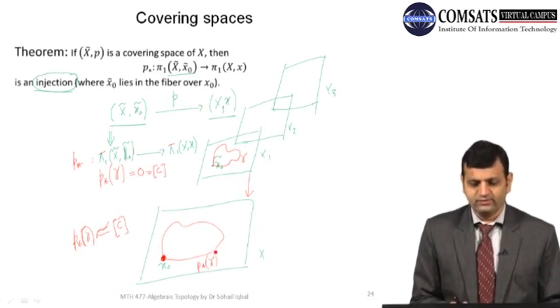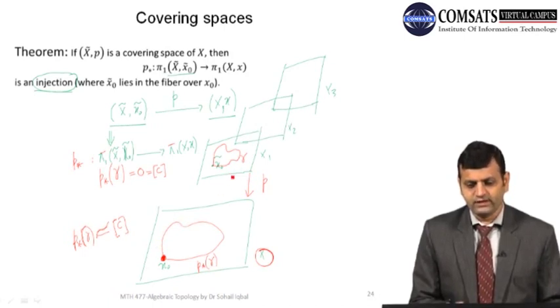Let me rephrase this again. There is a path inside the space X, and we want to see what will be the inverse image of that path under this projection map. According to our previous results, there's going to be a unique path such that when we apply p on it, we get this loop. So what is that path? When we apply p on it, we get this loop. Of course, that path is gamma.